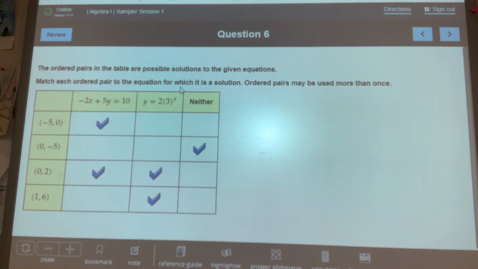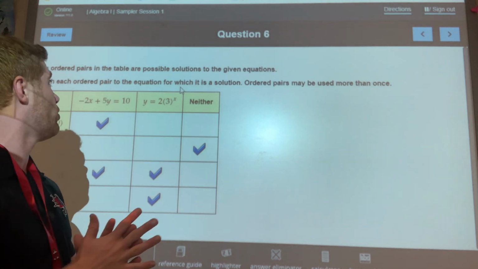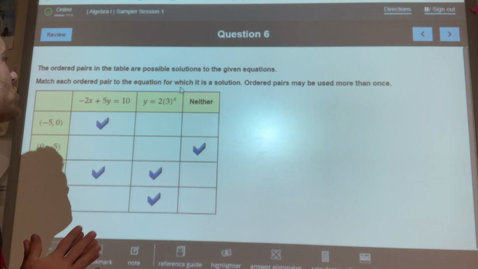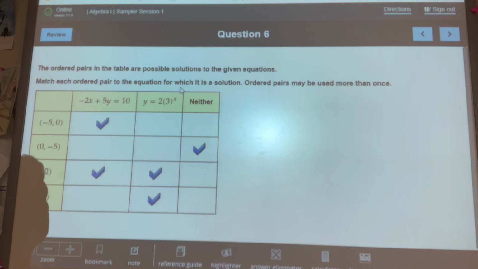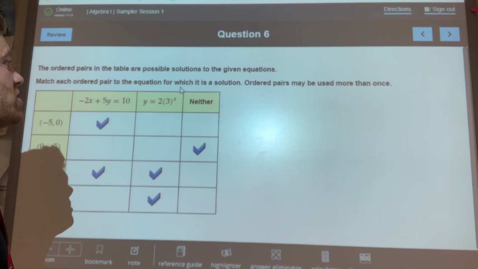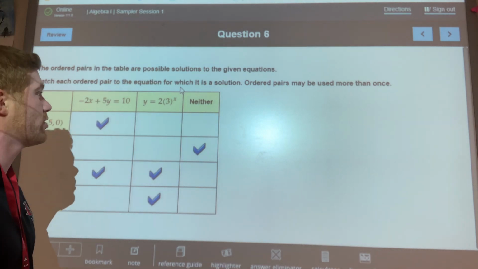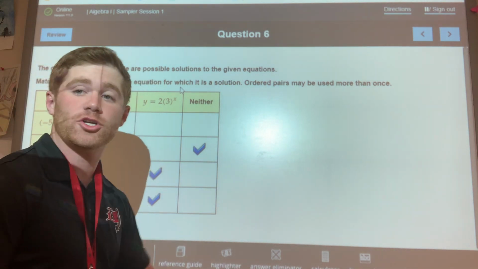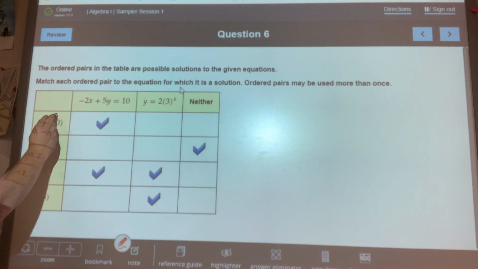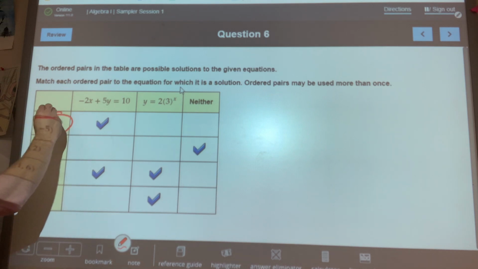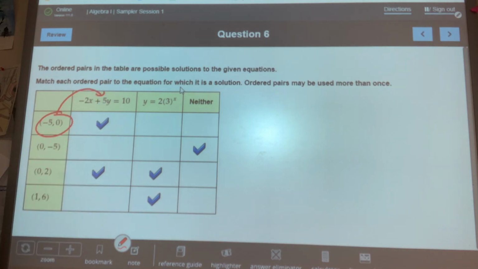Question number 16, it says the ordered pairs in the table are possible solutions to the given equations. Match each ordered pair to the equation for which it is a solution. Ordered pairs may be used more than once. Okay, so all we're going to do for this one is plug each one of these into the equation to see if it works.